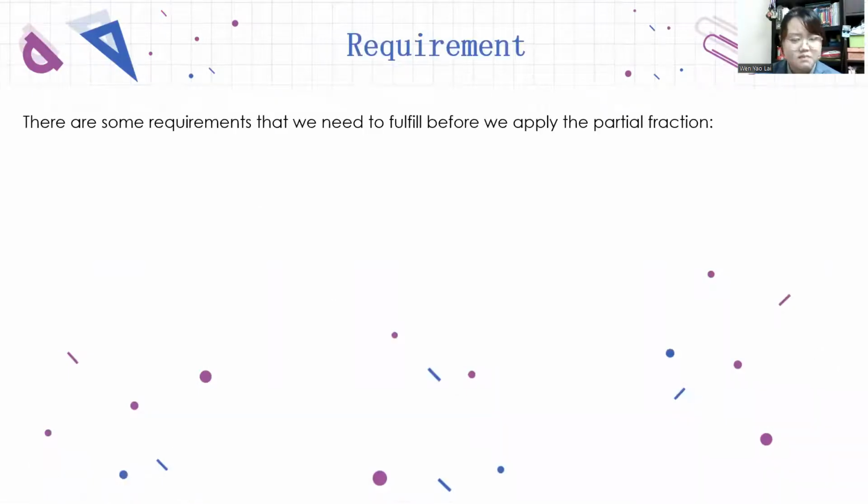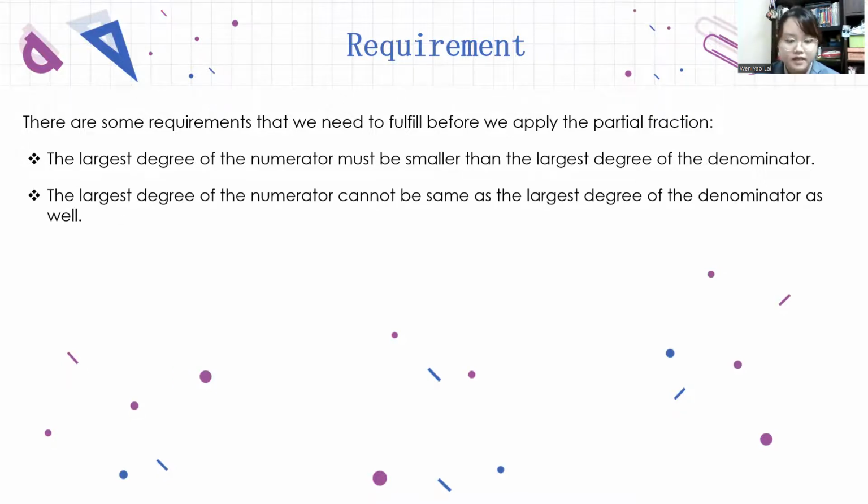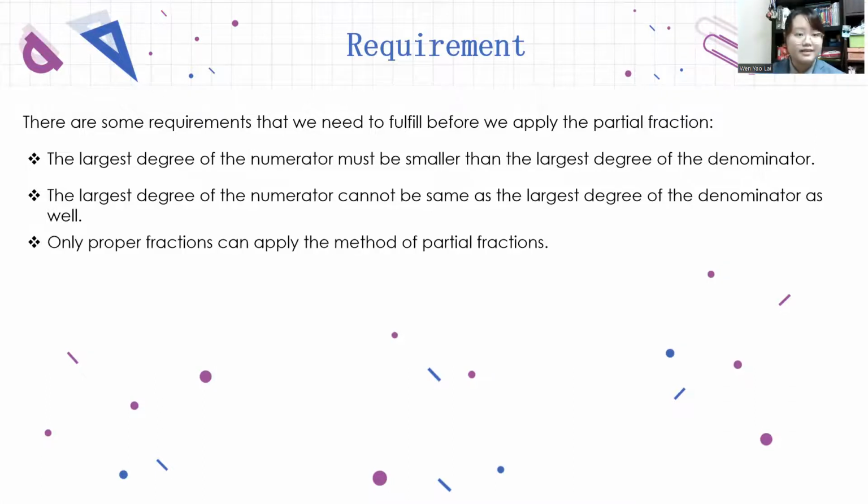Now, requirements. There are some requirements that we need to fulfill before we apply the method of partial fractions. First, the largest degree of the numerator must be smaller than the largest degree of the denominator. The largest degree of the numerator also cannot be the same as the largest degree of the denominator. In other words, partial fractions can only be applied to proper fractions.